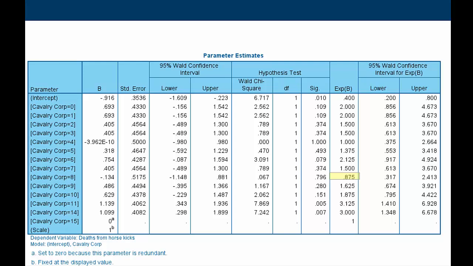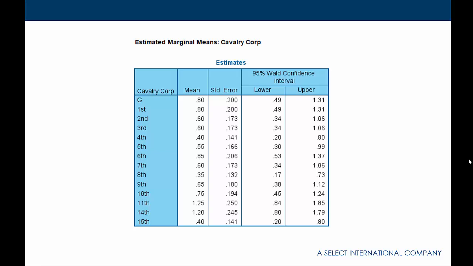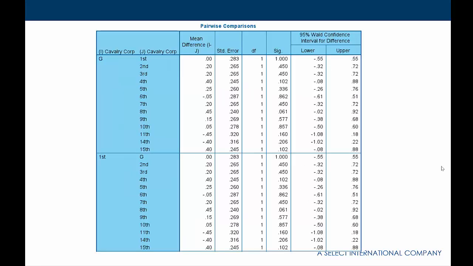The last section of output refers to the marginal means table that we requested along with the pairwise comparisons. The first table here shows estimated marginal means. It's just basically a table of means showing us the average incident rate for each cavalry corps along with confidence intervals for those estimated means. And after that we see the pairwise comparison table, which allows us to compare the mean statistics for each cavalry corps against the remaining cavalry corps and to perform effectively a one-way ANOVA against that.